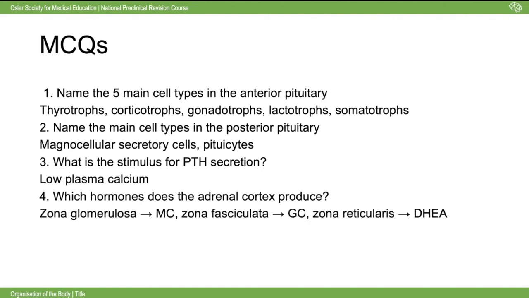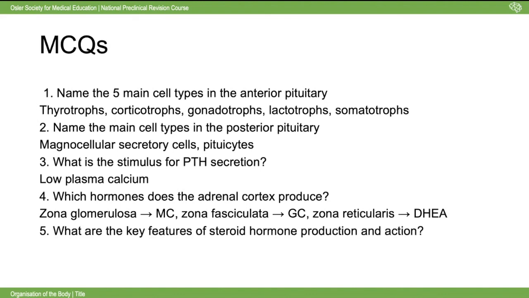So starting from the outermost layer, you have the zona glomerulosa, which produces mineralocorticoids. An example of a mineralocorticoid is aldosterone. And then you have the middle layer, the zona fasciculata, which produces glucocorticoids. An example of that is cortisol. And then finally, the innermost layer, the zona reticularis, produces dehydroepiandrosterone in small amounts.